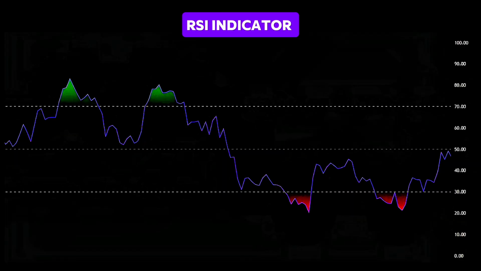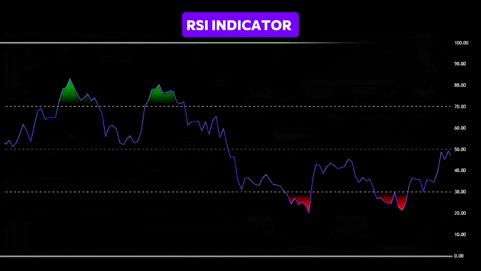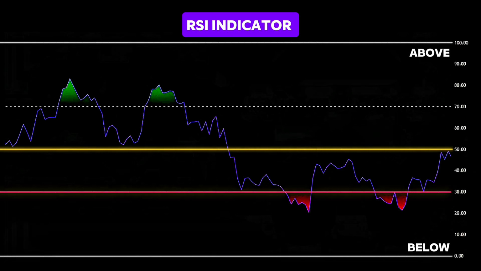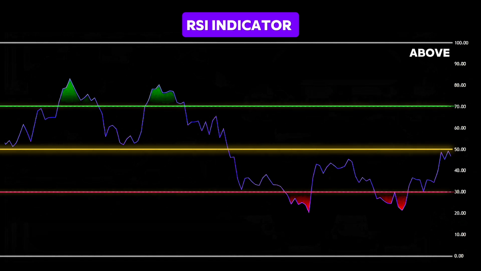So RSI always moves within a fixed range, from 0 to 100. It can never go below 0, and it can never go above 100. Inside this range, there are 3 important levels that you should always keep in mind: 30, 50, and 70. Let's start with the 50 level.